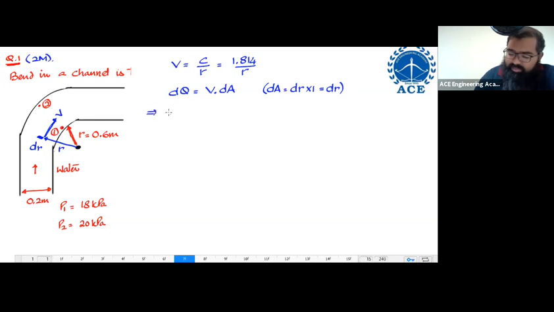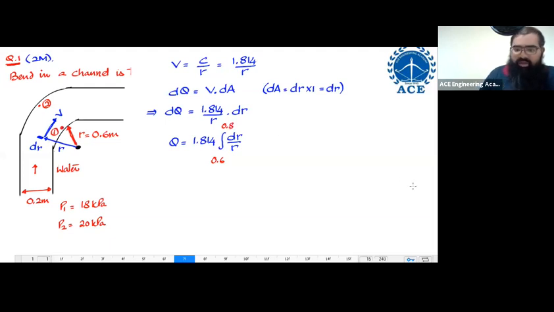Which implies differential discharge has to be equal to 1.814 divided by r multiplied by dr. This is the value. So complete discharge will be equal to how much? It is 1.814 into the integral of dr upon r, ranging from where to where? Ranging from radius r1, that is equal to 0.6, to radius r2, that is equal to 0.8.